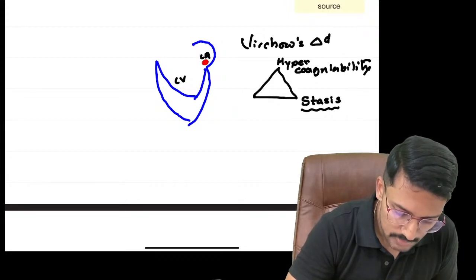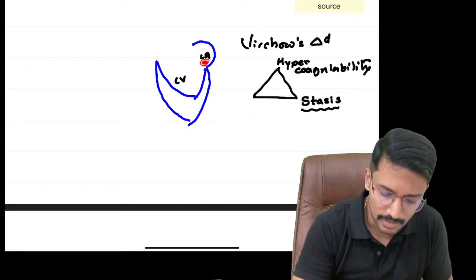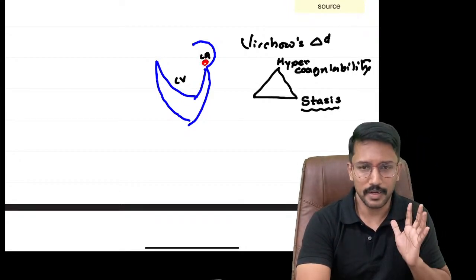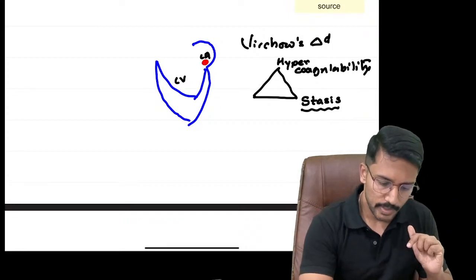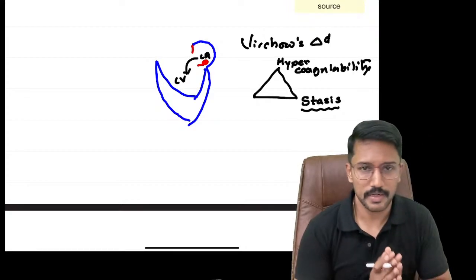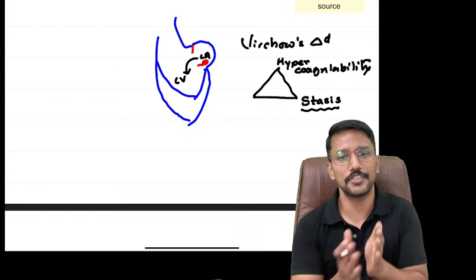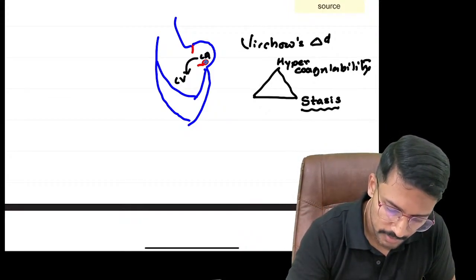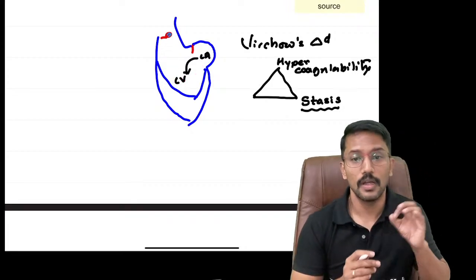So when stasis happens, because there is stasis of this blood, a clot forms. Okay, a clot formed here in the left atrium. What is its natural destination? Where can it go? By default, anything that forms in the left atrium, its natural destination is to come to left ventricle. And if it comes to left ventricle, from there, where can it go? Left ventricle ejects its blood into aorta. So this clot will go from left atrium into the left ventricle. From the left ventricle, it will get ejected into aorta.